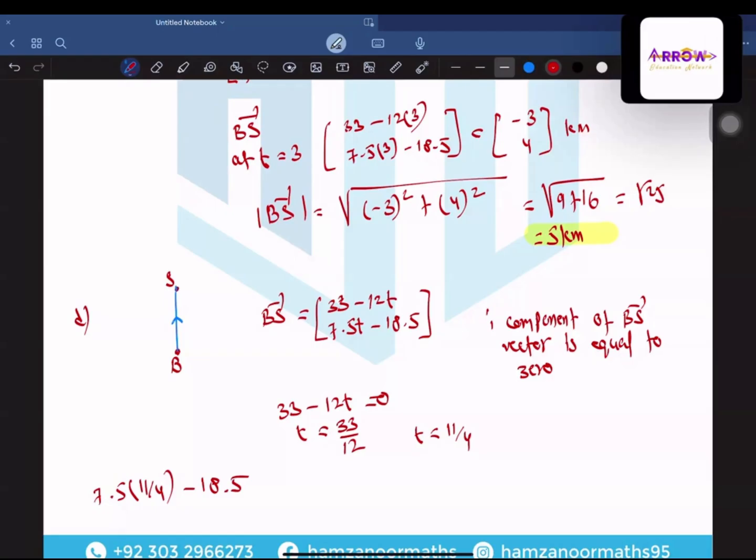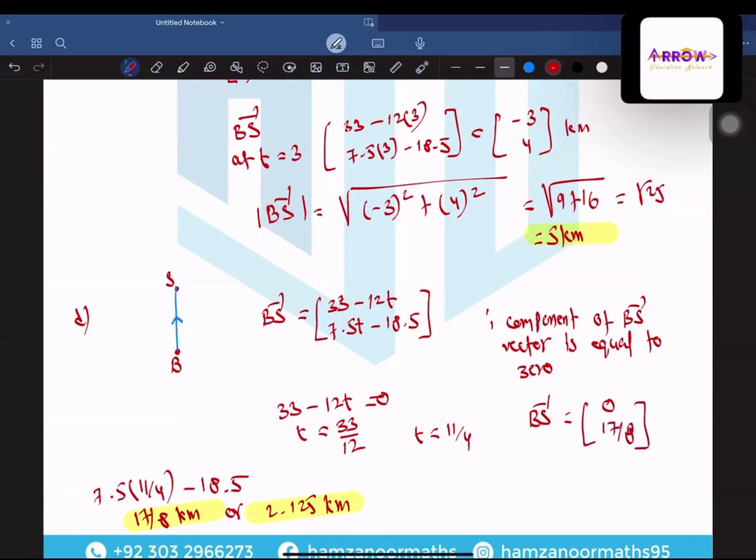This is 17 over 8. 17 over 8 kilometers, or you can say 2.125 kilometers. This is supposed to be your answer, the required distance. So the BS vector is actually, the I component is 0 when we substitute t is equal to 11 over 4, and the j component is 17 over 8.